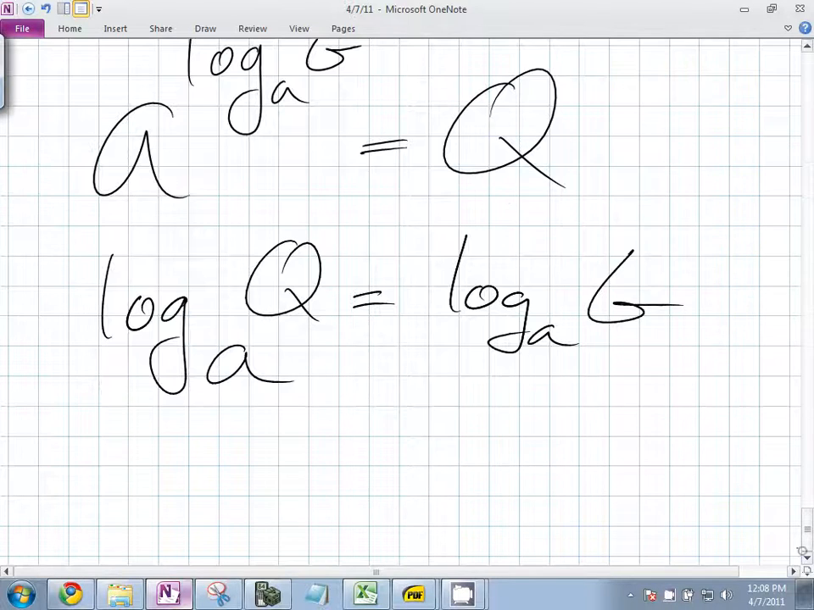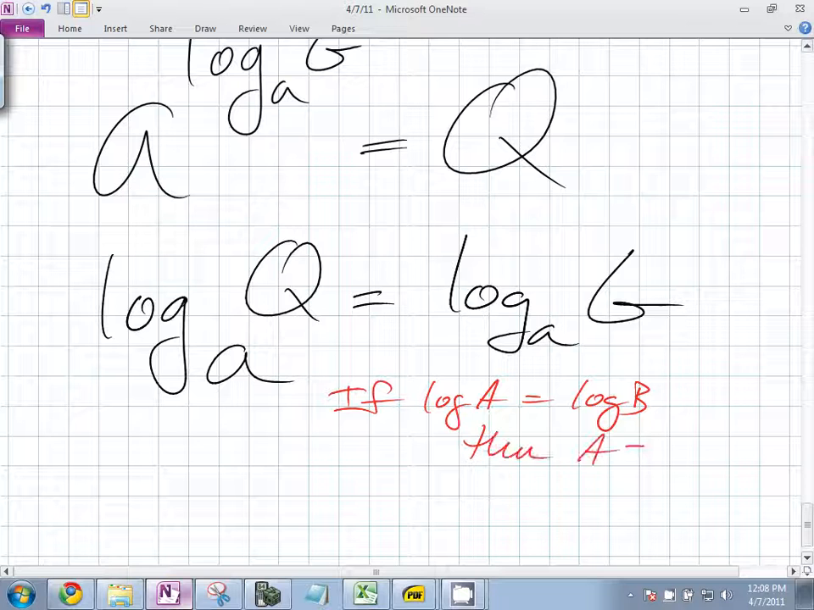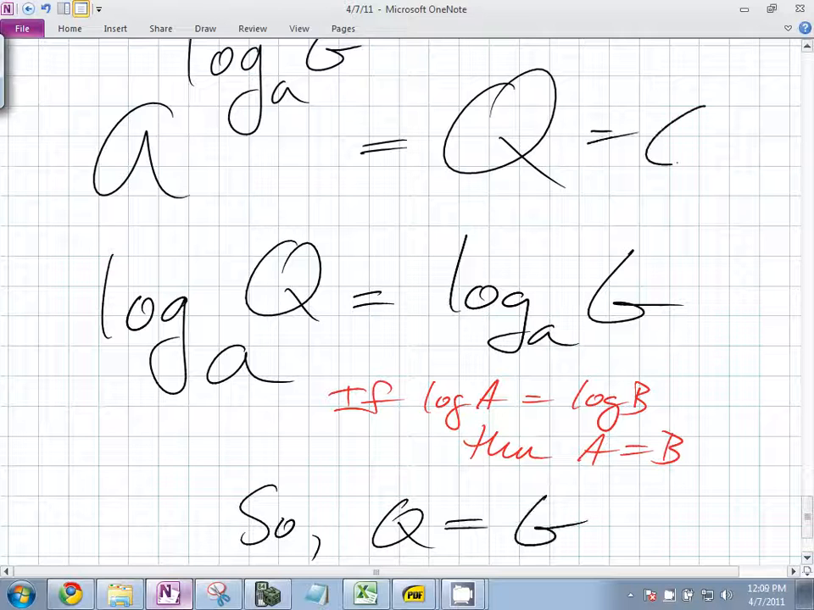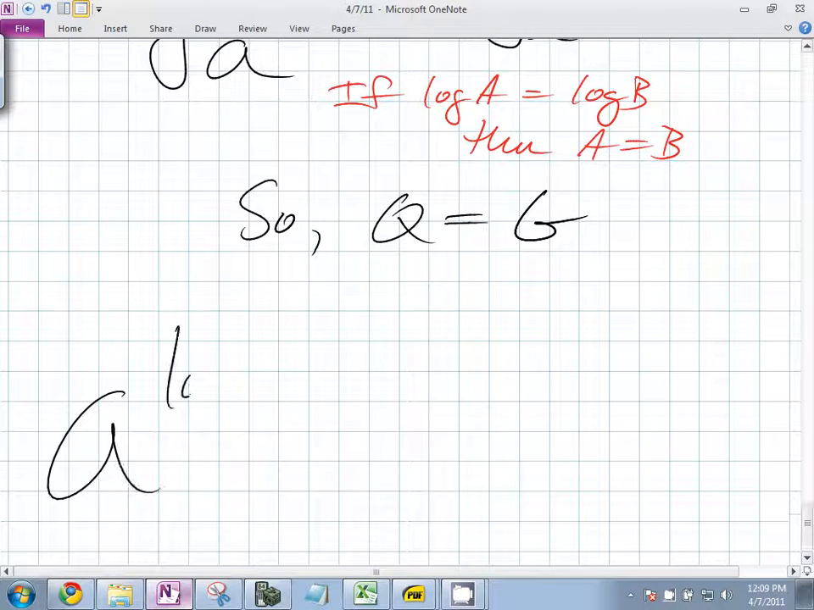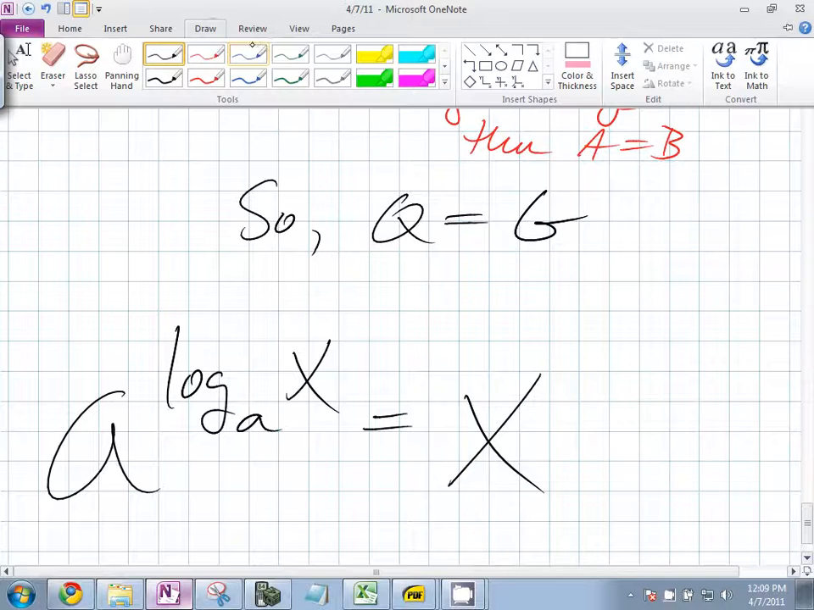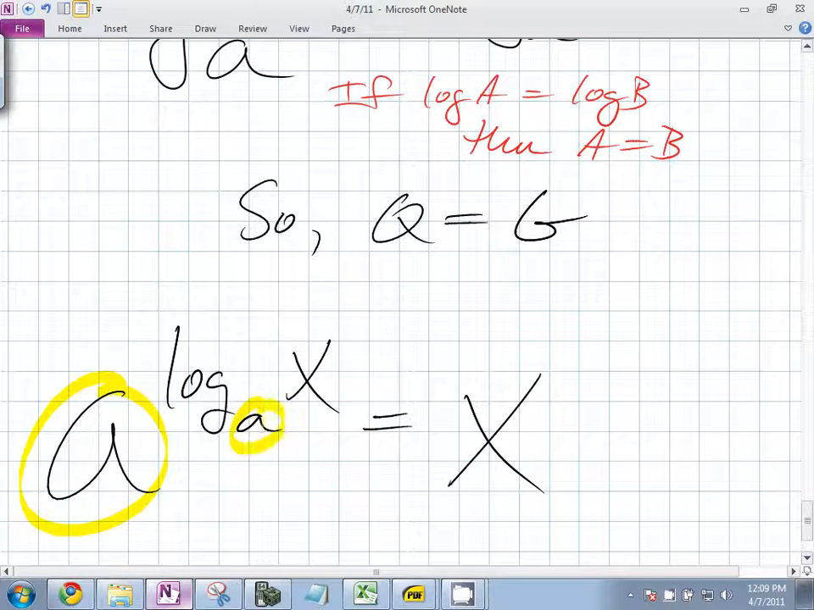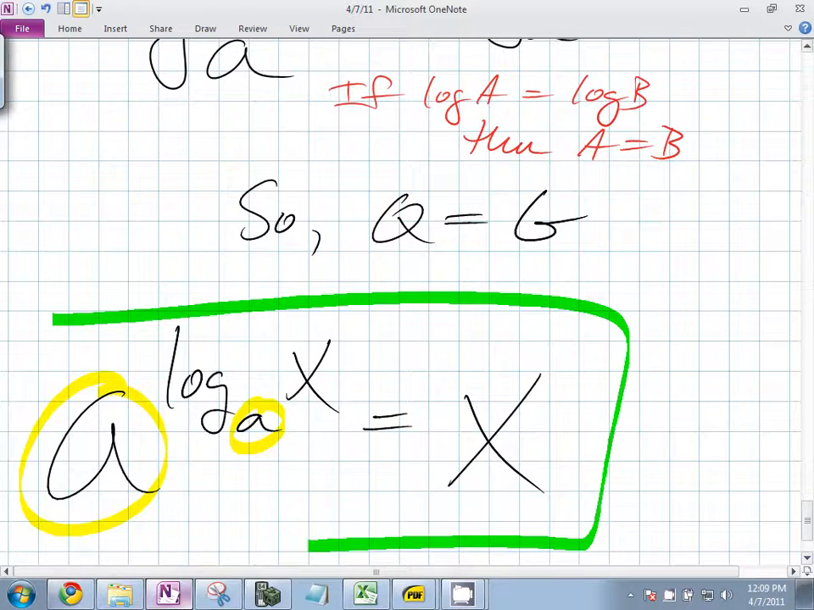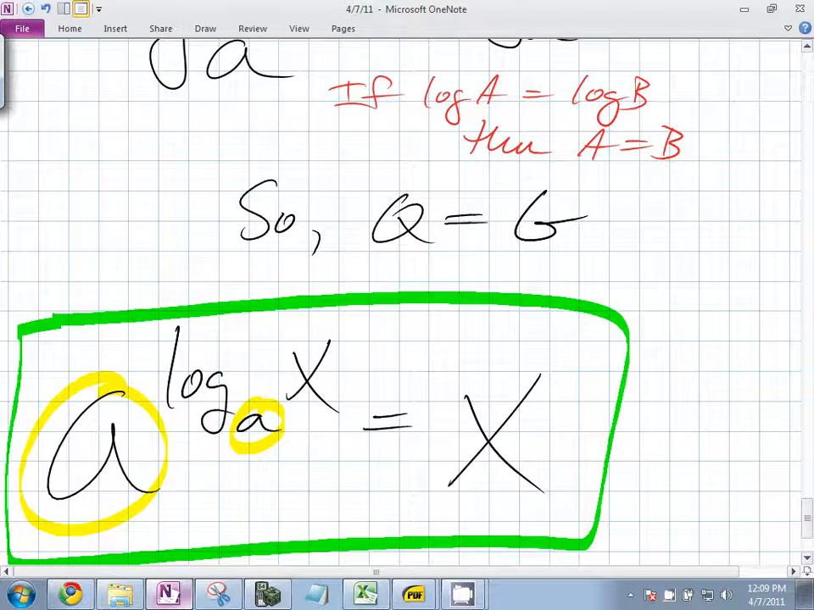Yeah, and what do we know? If log A equals log B, then what? Yeah. So you know that Q is equal to G. So what did we just prove? A to the log base A of X is equal to X. What has to be the same? The bases. As long as the bases are the same, what do you end up with? That. Right there. You will see that. That'll come up and you'll be like, huh? And you just need to remember, what does it collapse to? X. Got it? Sound good?